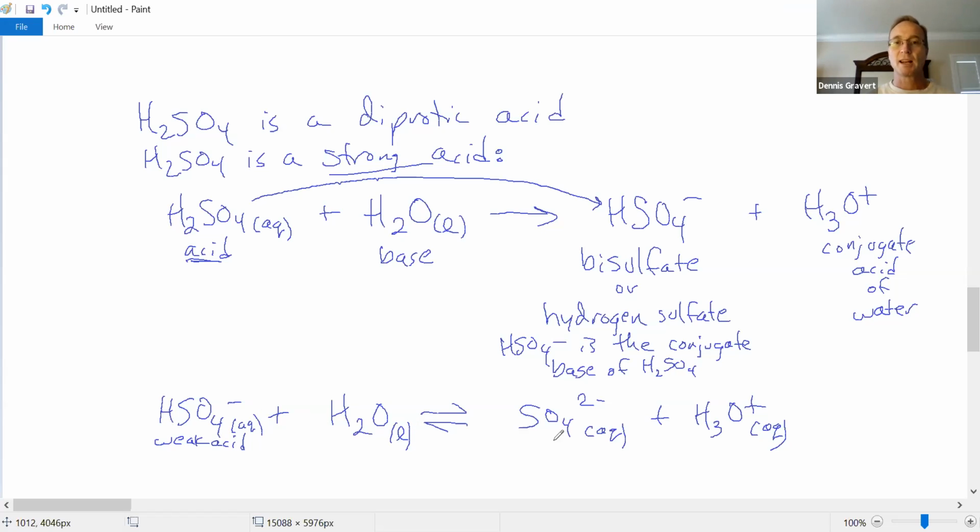Cool. And then what kind of conjugate is this thing? Well, we started with an acid, therefore this must be the conjugate base. Yep. Cool. Hydronium is still the conjugate acid of the water molecule. In this case, water's acting as a base. Okay, I think we're good on that. Let's take a look at some bases now.